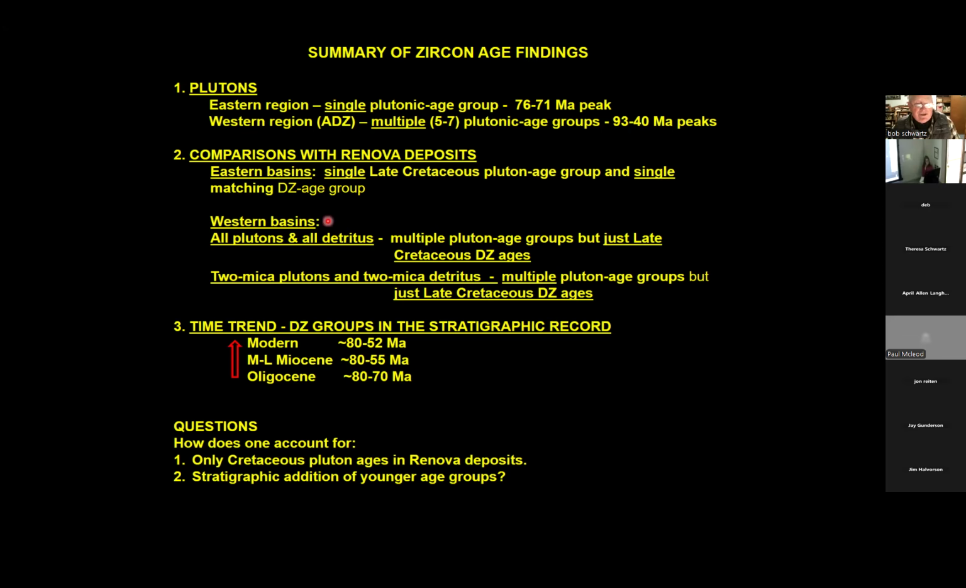Go to the western basin, here comes a discrepancy: multiple age plutons, but just late Cretaceous detrital zircon ages. If you're more specific and restrict yourself to two-mica plutons, same deal. Multiple pluton age groups, just late Cretaceous ages. Time trend: as you go through time, you get younger and younger ages being delivered to the basin. You retain all the old ones, but you add new ones. So how does one account for this?